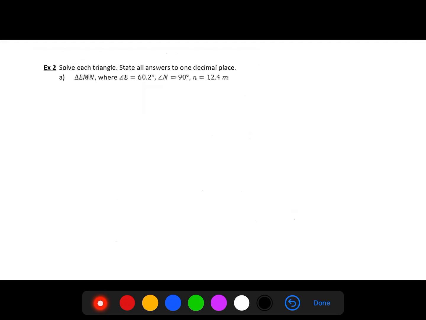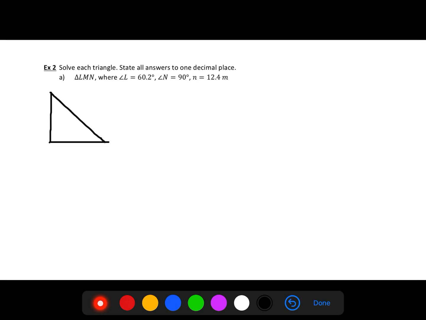Example number 2 says to solve each triangle, and we want to state all answers to one decimal place. Well, solving a triangle means to find all of our missing angles and sides. So when we're done, we should know all 3 sides and all 3 angles. And the first thing we're going to do whenever we're doing a question like this is draw a diagram.